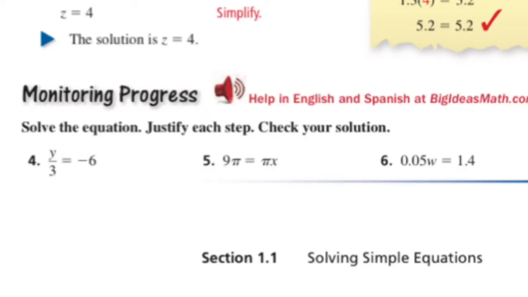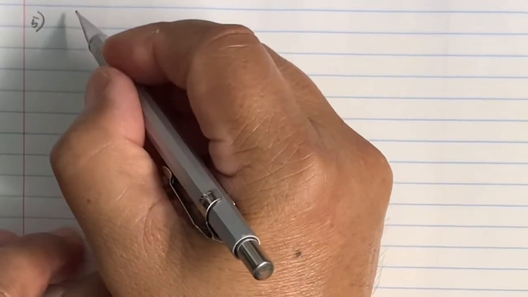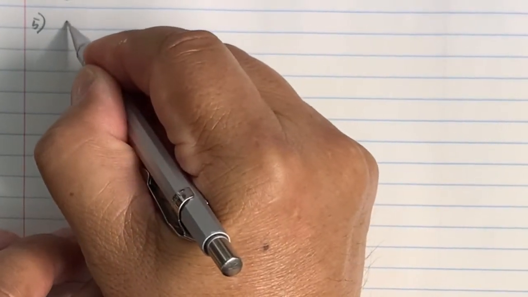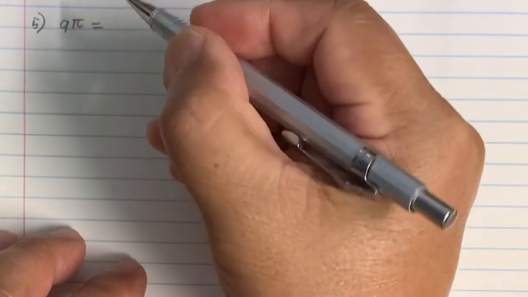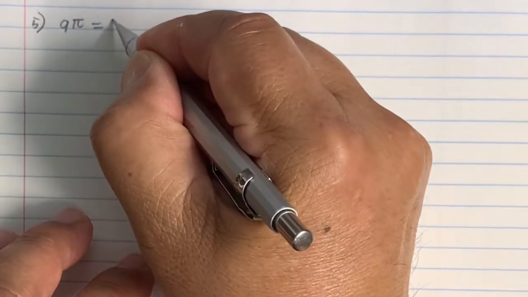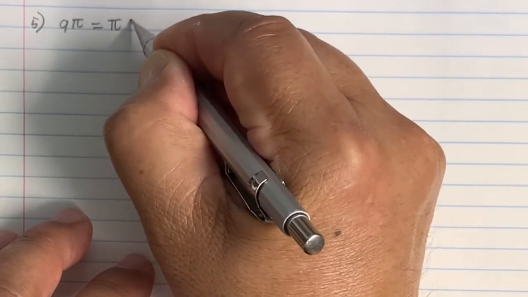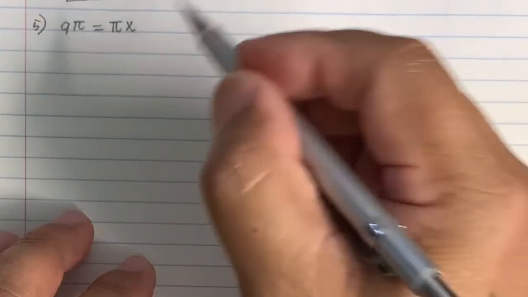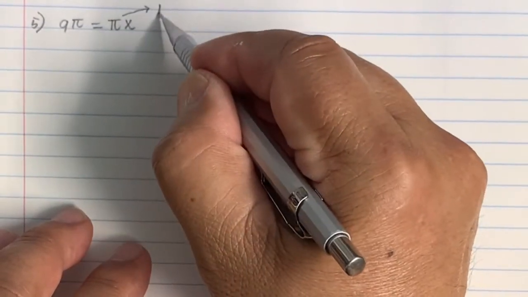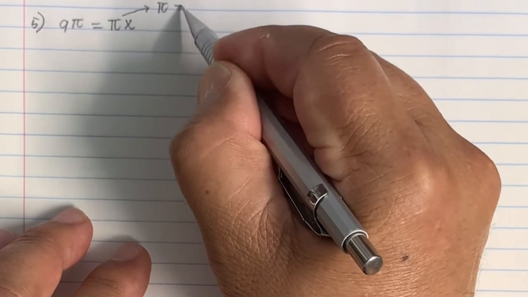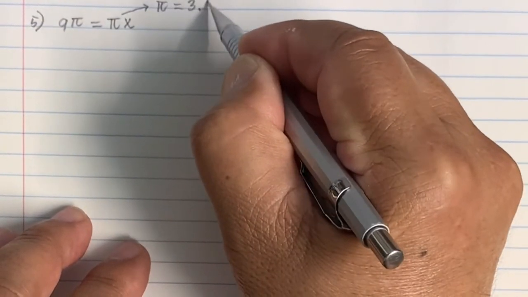Problem number 5. We have 9 pi equal to pi times x. Now, pi is not a variable. Pi is a number. Pi is equal to 3.14.